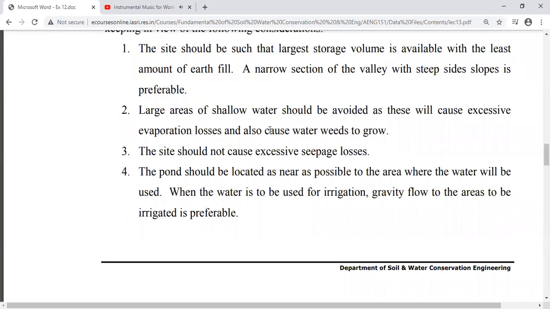Large areas of shallow water should be avoided as they cause excessive evaporation losses and also cause water weeds to grow. The site should not cause excessive seepage losses. The pond should be located as near as possible to the area where the water will be used. When water is to be used for irrigation, gravity flow to the areas to be irrigated is preferable.